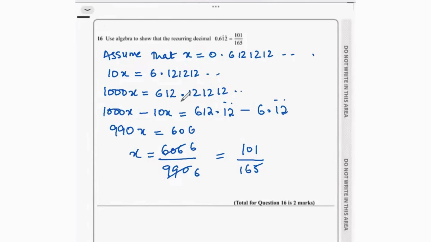So once I did that, I could subtract the two and that got rid of the decimal and the numbers after it. This way we had a whole number on both sides, and when we made x the subject, the other side was a fraction. So both of these are equal to each other, the fraction and the recurring decimal.